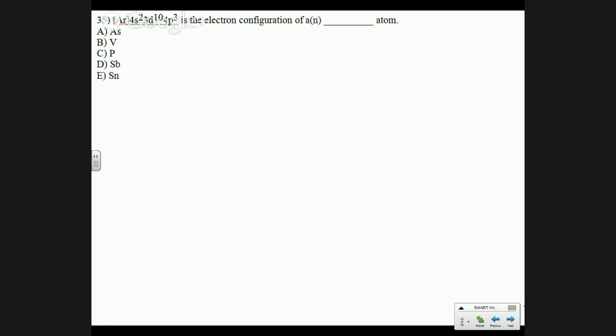Similar but different. This is the electron configuration of blank atom. I do the same thing. Look up Ar as 18 electrons plus what's the total of this? 15. So what element would have 33 electrons? One that would have 33 protons. Atomic number of 33, As.